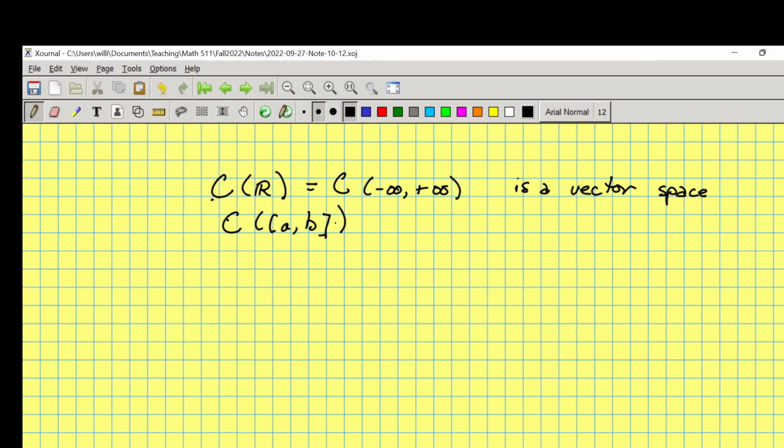What do we know about a continuous function on a closed bounded interval? It attains its maximum and minimum, right? Remember this from Calc 1? A continuous function on a closed bounded interval always attains its max and min.